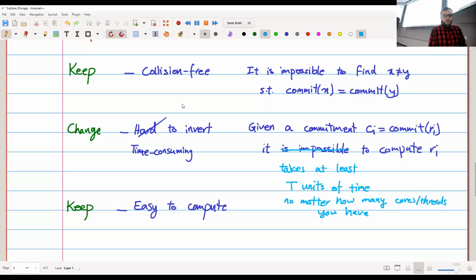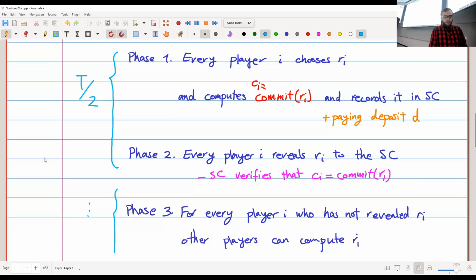Of course, here, all I need is that if I have a timing like this, if I give t/2 time for the first two phases, I just want to make sure that no matter how much computational power you have, you cannot reduce the runtime from t to t/2, right? And of course, instead of 2, I could use any other constant. I could use t/100. So I just want to make sure that no matter how much computational power you have as a malicious player, you cannot find the values of the other players while they're still in phase 1.